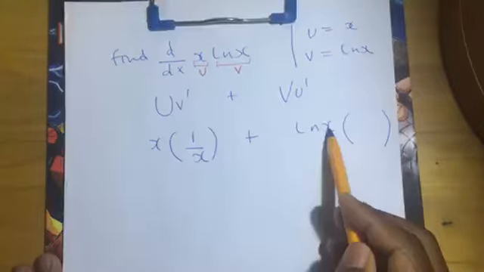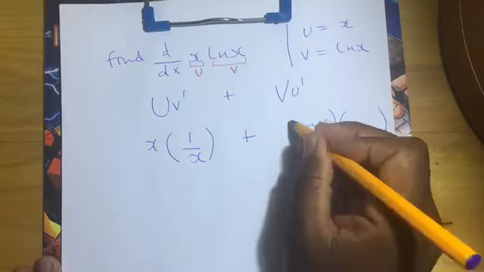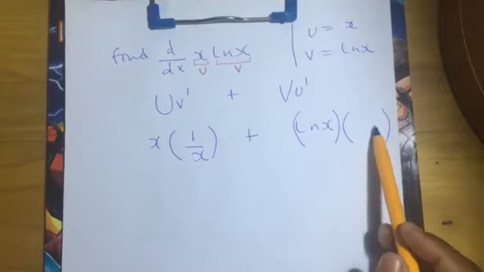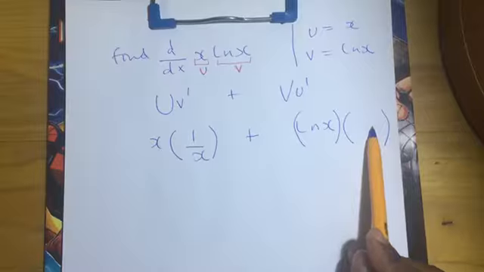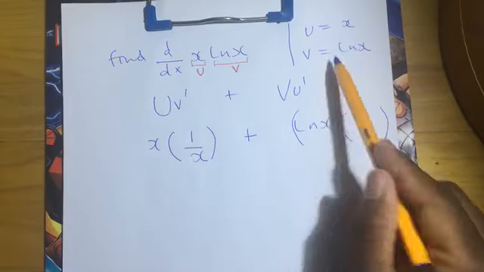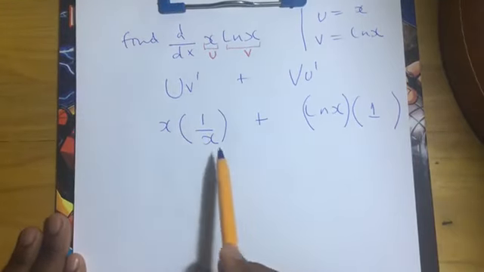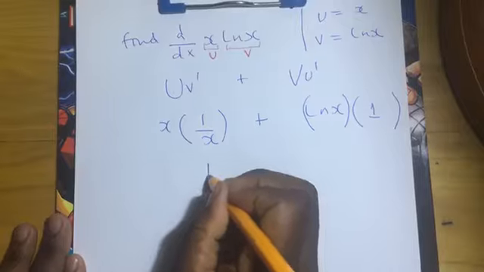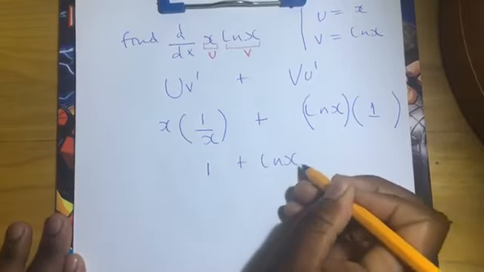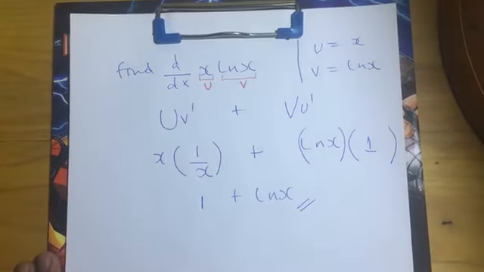Now, this x will not multiply whatever I get here, right? In fact, let me just put these in separate brackets. So, my u prime here, the derivative of x, is just going to be 1. Okay, so x and x will cancel out. I'm going to be left with 1 plus ln x. So that's my answer for the derivative of x ln x.